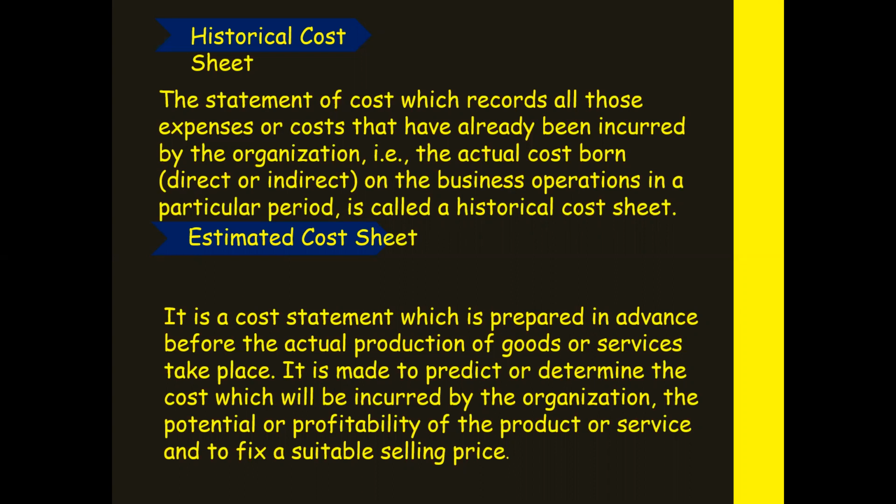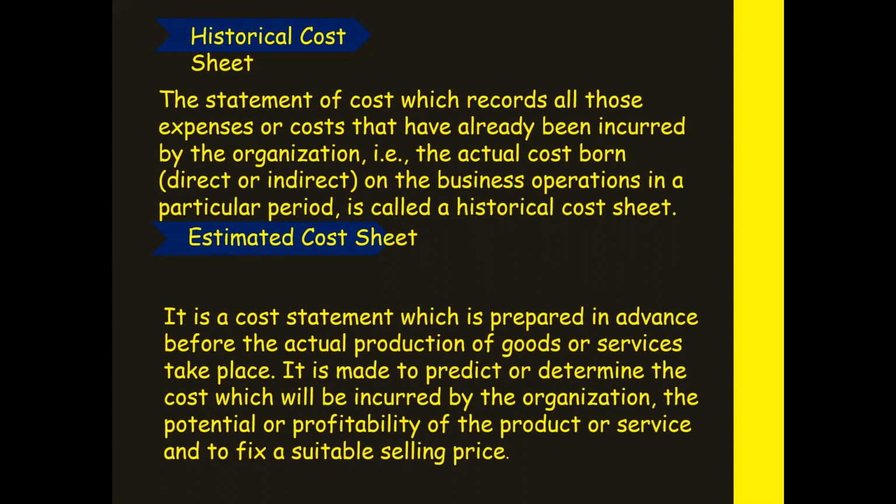It is a cost statement which is prepared in advance before the actual production of goods or services take place. It is made to predict or determine the cost which will be incurred by the organization, the potential or profitability of the product or service, and to fix a suitable selling price. This type of cost sheet is usually prepared at the time of filing tenders or taking contracts to quote an appropriate price of the goods or services.